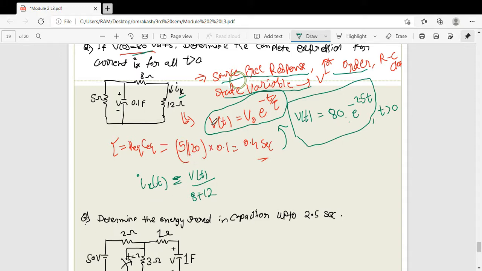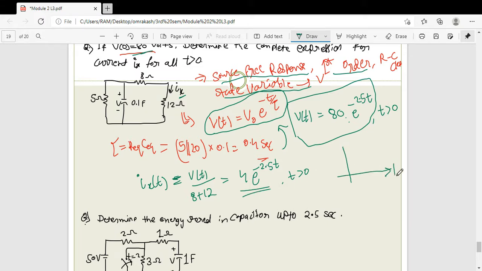8 plus 12. Okay, because this current is nothing but this voltage divided by the total resistance. So this voltage is nothing but your V of t, and the total resistance is 8 plus 12, which is 20. Okay, solve it. You will get 4 e to the power of minus 2.5t, and this is valid for all t greater than 0. Okay, so I hope it is clear to you.